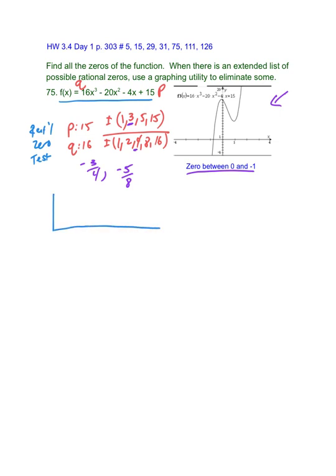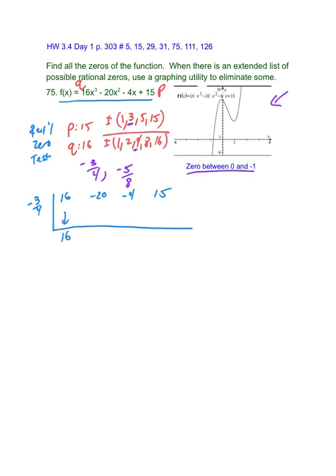So I'm going to set up the synthetic division. Across the top row, I'm going to put the coefficients of f of x. So that's 16, -20, -4, and 15. On the outside, I'm going to put the 0. So let's go ahead and check -3/4. So I'm going to bring down the 16.